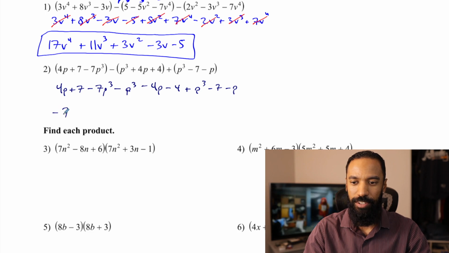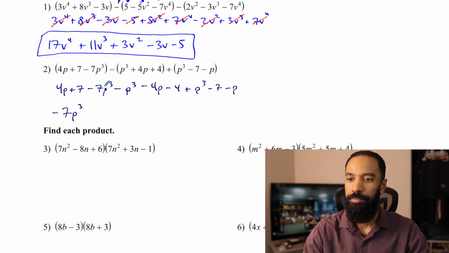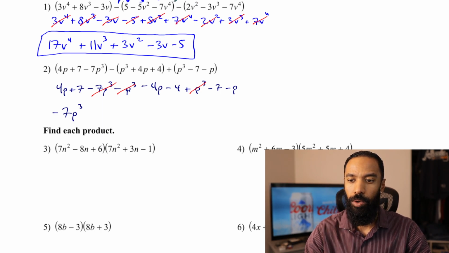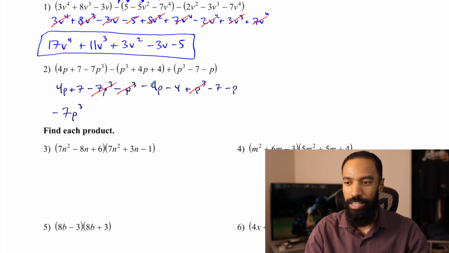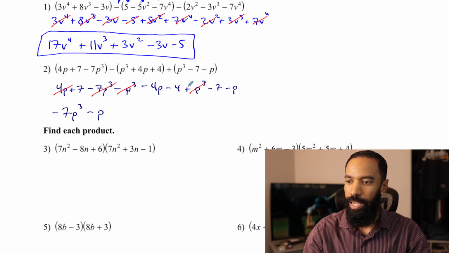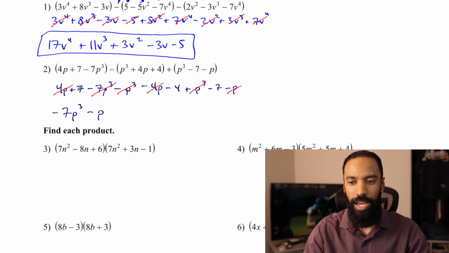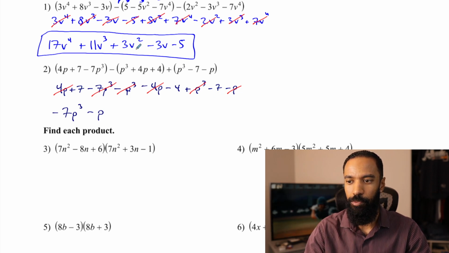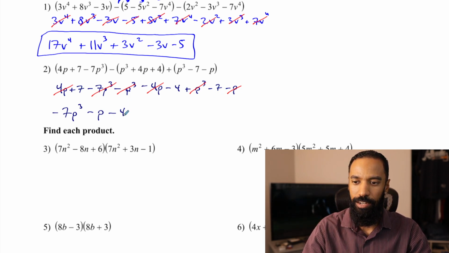So that's going to be negative 7p cubed. Then I have p squareds, none of which I see. We have two p's: 4p minus 4p is 0, minus p is negative p. And then, I kind of like crossing out right here. I see a 7 minus 7, which is 0. Minus 4 is negative 4.